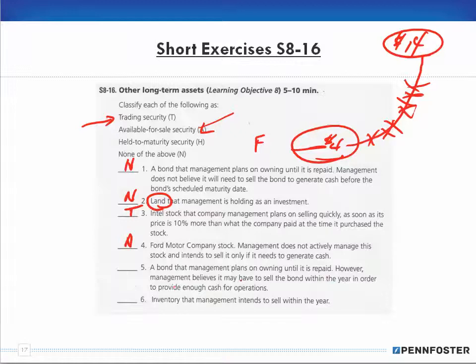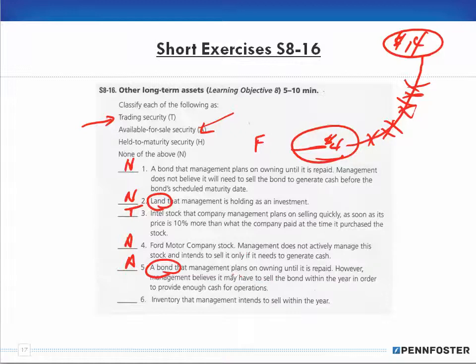However, management believes it may have to sell the bond within the year in order to provide enough cash for operations. Okay, so that's an available for sale security, right? It's a bond. They plan on owning it until it is repaid. Okay, but they might think that they have to sell it. So, they're not doing it in and out. They're going to sit on it.